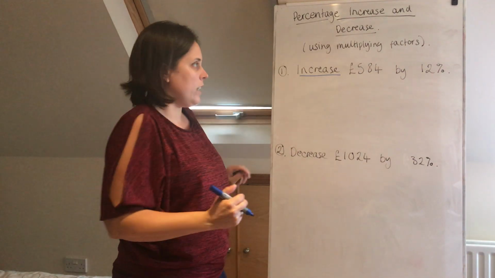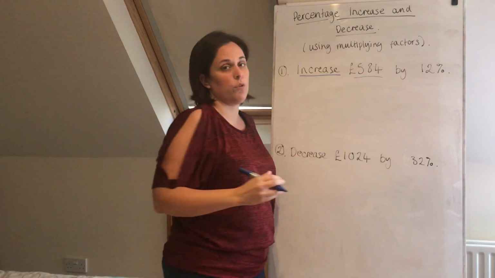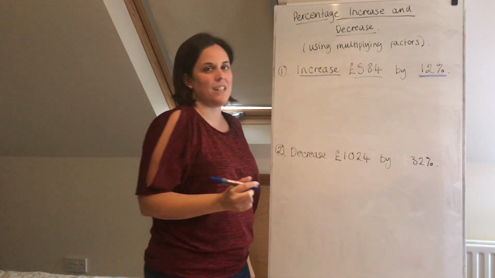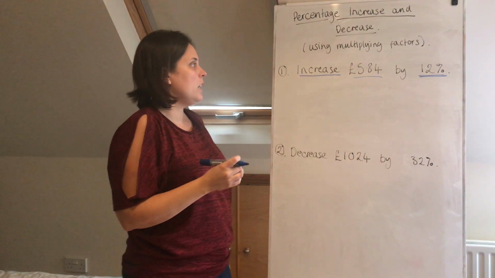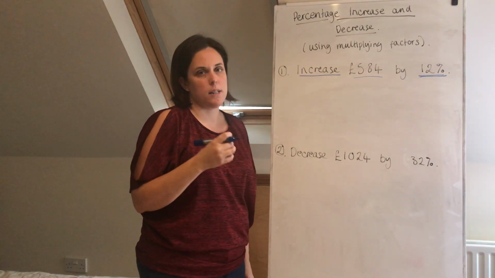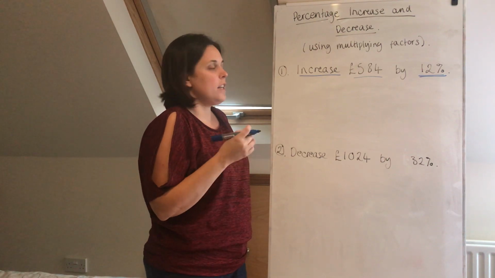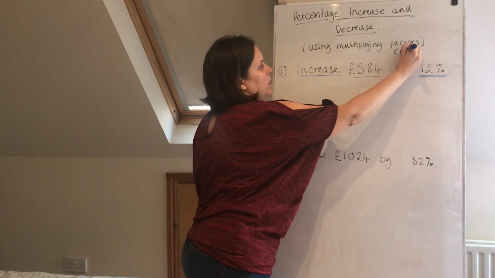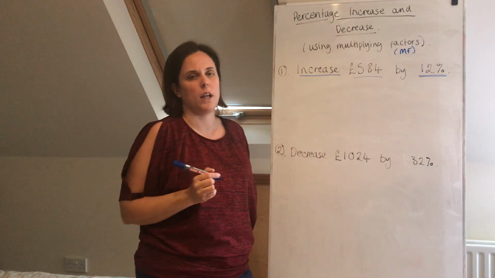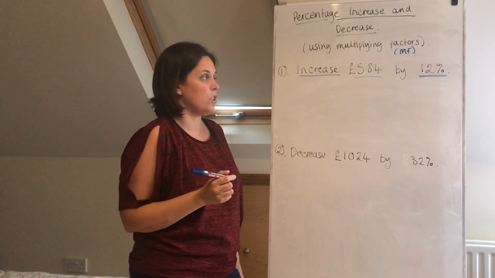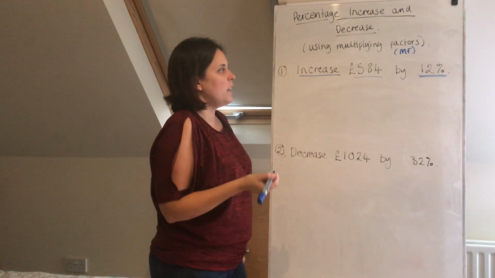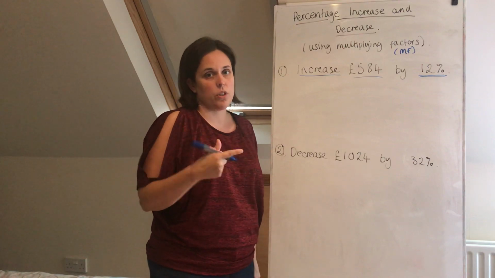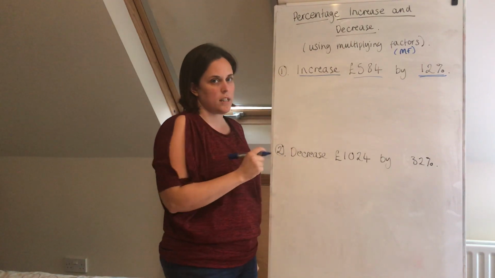So we're going to increase here. The amount is £584, and the most important part is what percentage you're increasing by. So in this particular instance, we're increasing by 12%. Now the first thing we need to do is find our multiplying factor. Because I don't have a lot of space, I'm going to call that MF to keep it nice and short and sweet. Now, in order to find our multiplying factor, first we need to know if it's an increase or a decrease. And as I said here, we're increasing.